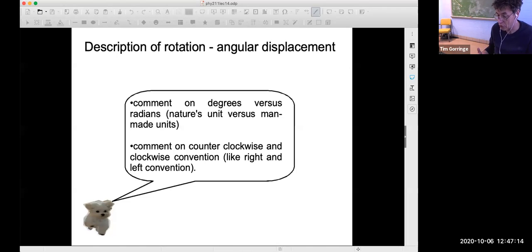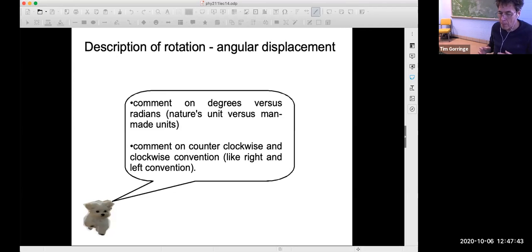You can make that choice, just like you could choose right or left or up and down to be positive or negative. Again, once you've made that choice, you've got to stick with it. If you're solving a problem and you've chosen clockwise to be positive, all your quantities in the problem must be in agreement with that choice. If you've chosen counterclockwise to be positive, all your quantities must be consistent with that choice.